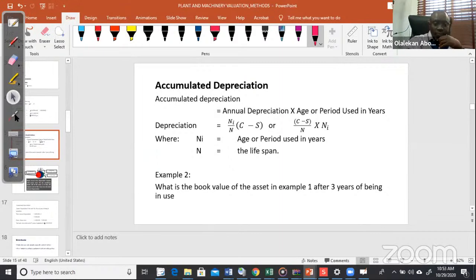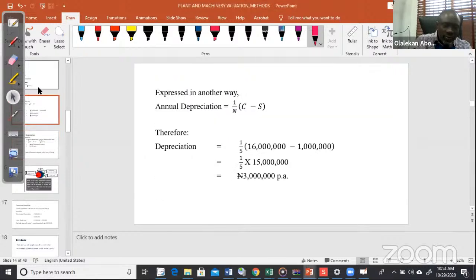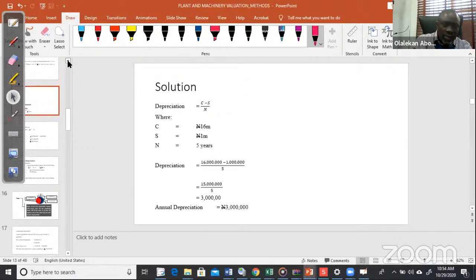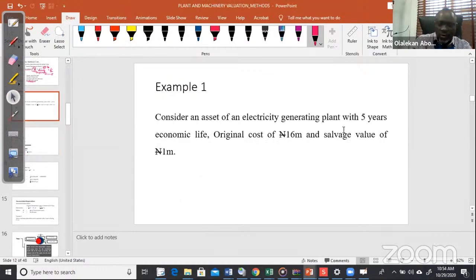I have the question. After explaining accumulated depreciation, I gave you the process of calculating accumulated depreciation on the straight line, which you already know anyway. So I then asked, what is the book value of the asset in example 1 after 3 years of being in use? To go back to that question, this question says the asset has a 5-year life, and it has a cost of 16 million and 1 million scrap. So what is the book value, right?